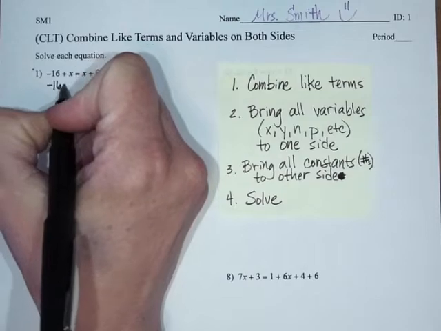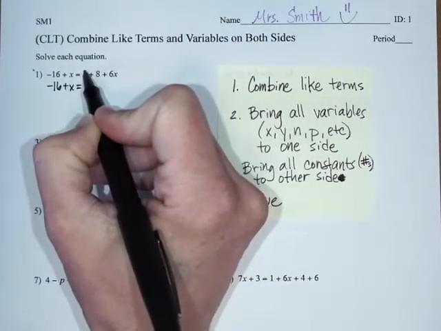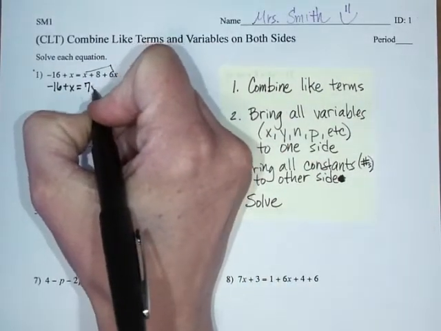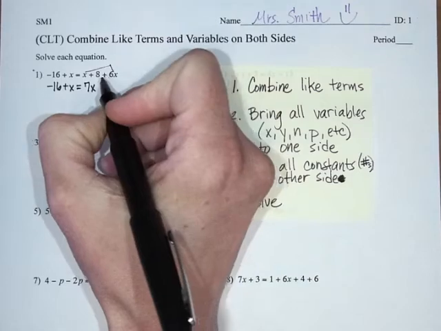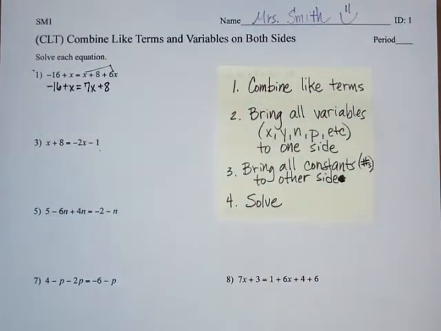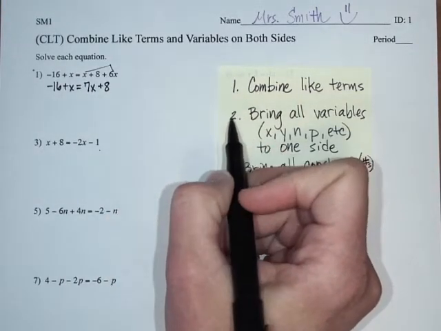So I'll just bring this part down. And then over here, we're going to combine x and 6x, and that's going to give us 7x, just adding those together. And we still bring down the 8, so now we have 7x plus 8. Okay, good. Let's look at our step number 2 now.